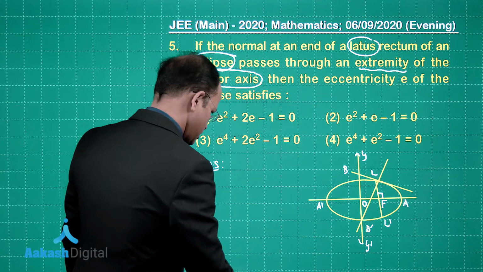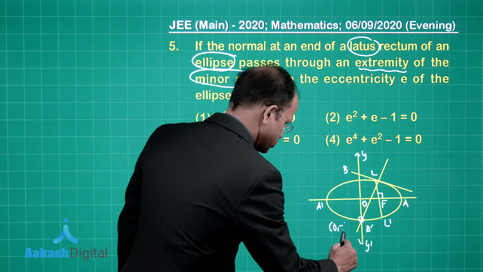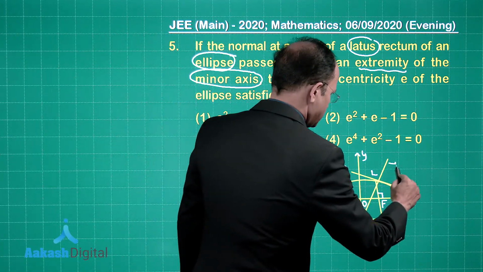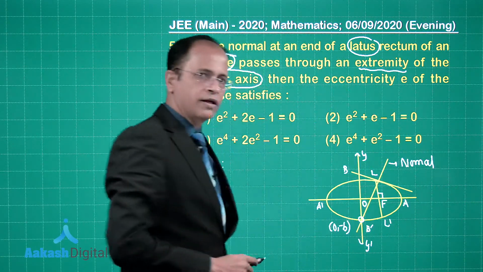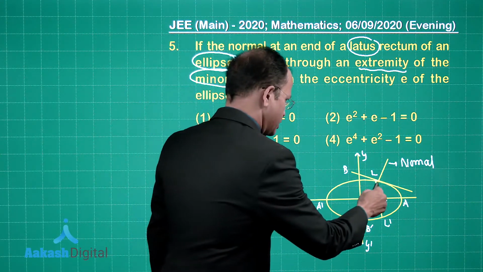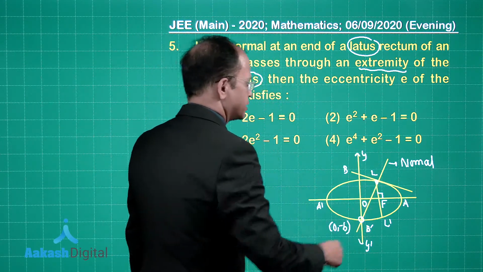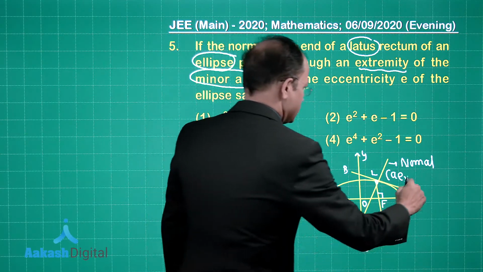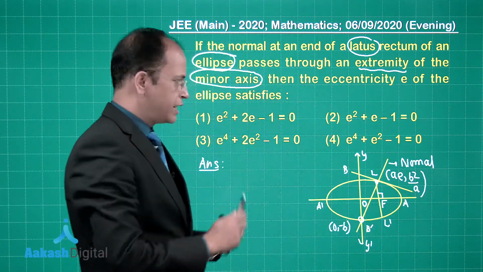So this is a very interesting question. I hope the diagram is clear to us. The diagram will help us find it out. Basically, this is the normal I am talking about at this point. The extremity of the latus rectum L is (ae, b squared upon a). So this is the diagram we have.